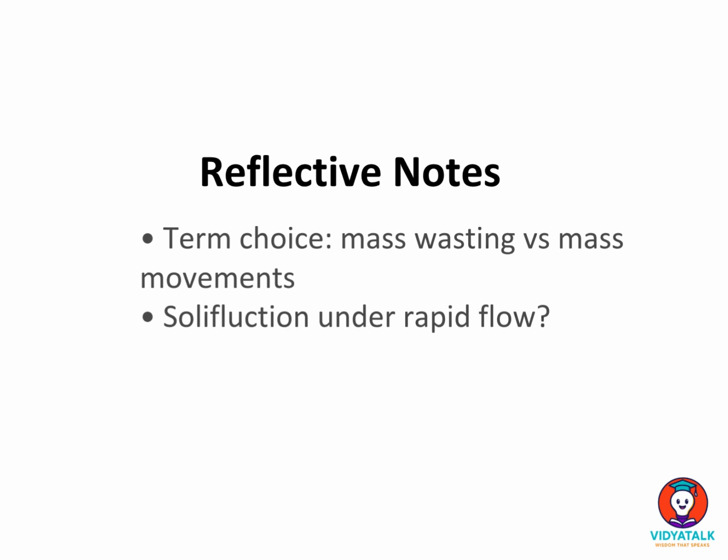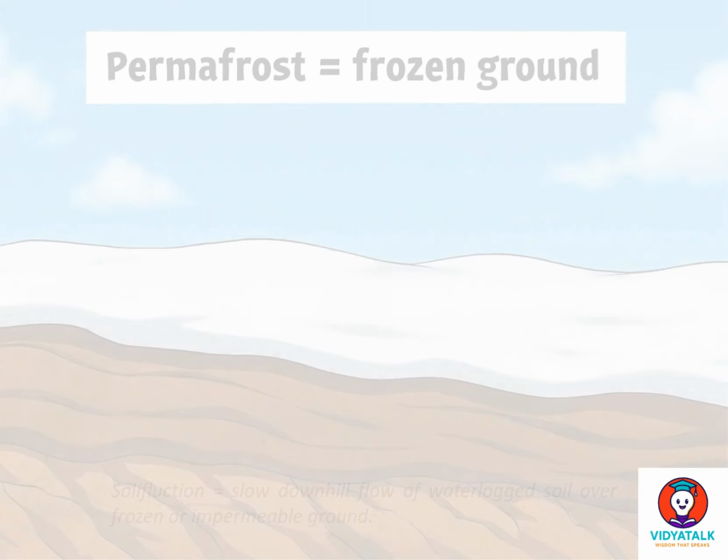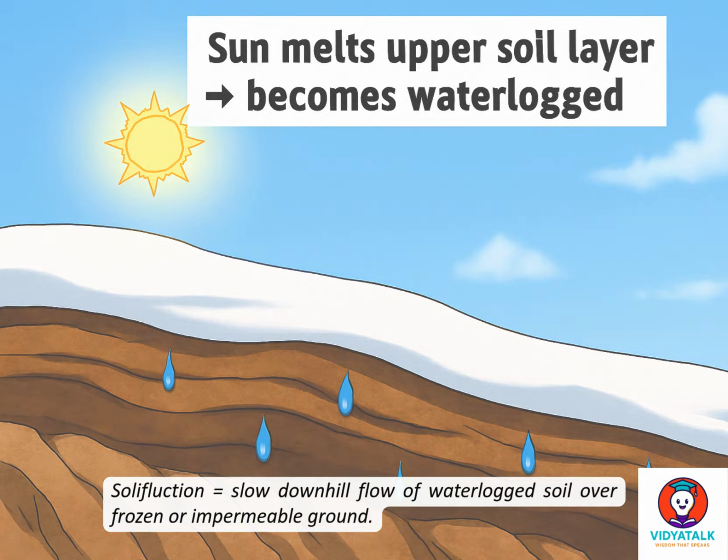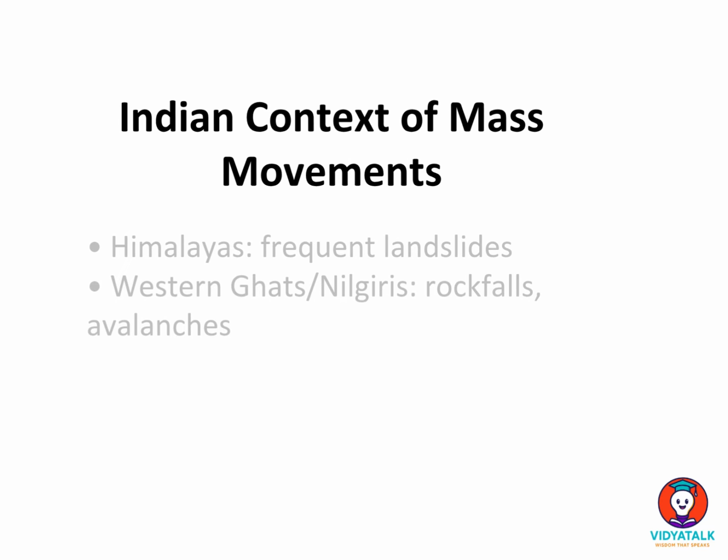Some authors prefer mass wasting, others mass movements, and whether solifluction fits under rapid flows is debated. Its speed can be slow to moderate, so classification varies.